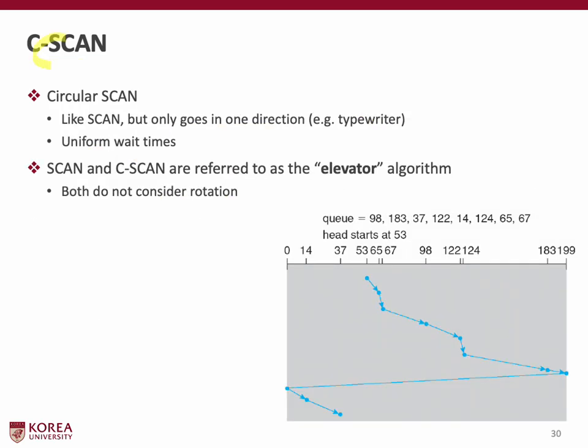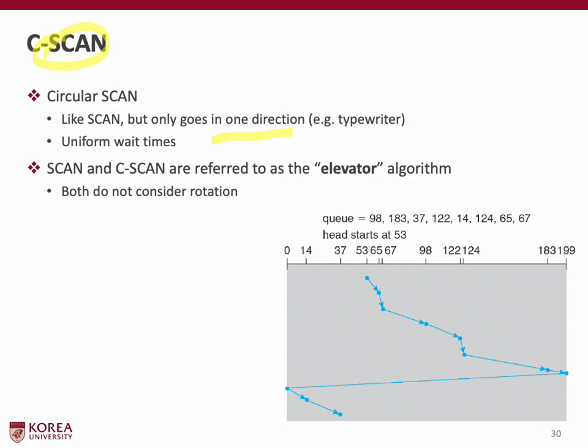And C-scan is a variation of the scan algorithm. Like scan, the arm moves in one direction and services all requests along the way. But when it reaches the end, it jumps back to the beginning without servicing any requests on the way back. And then it starts a new sweep in the same direction.